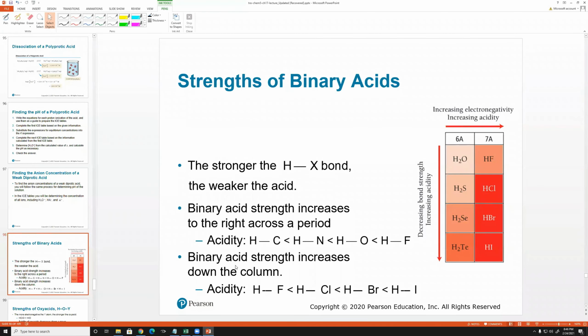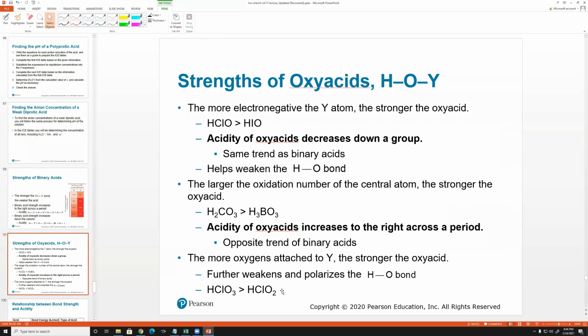Binary acids, we kind of know how this works. The stronger the bond between the H and the anion, the weaker the acid, because the H doesn't want to come off then. And then oxyacids.